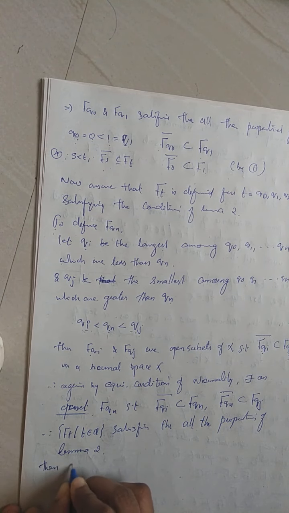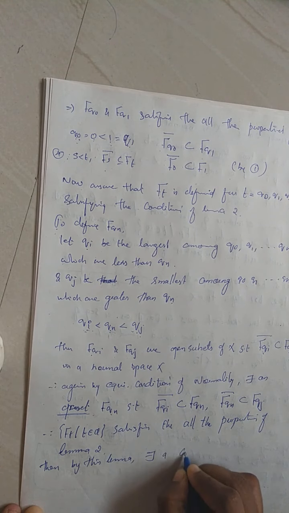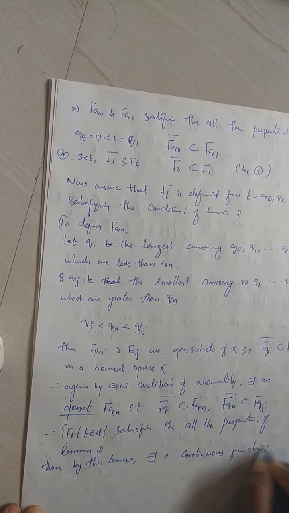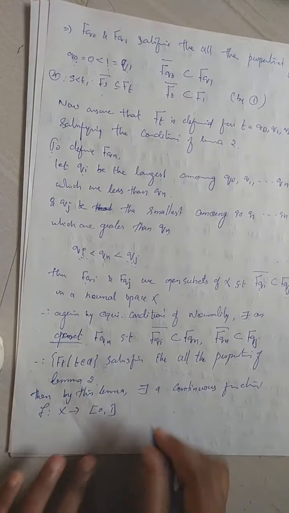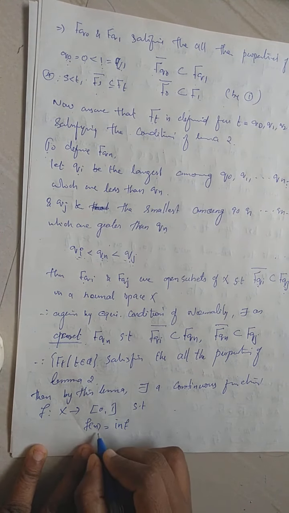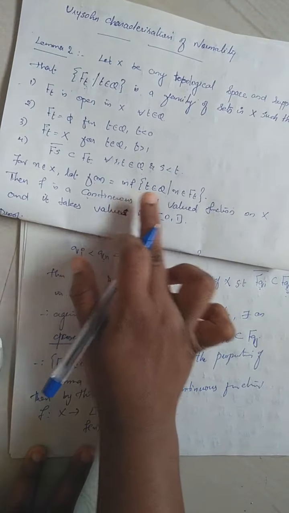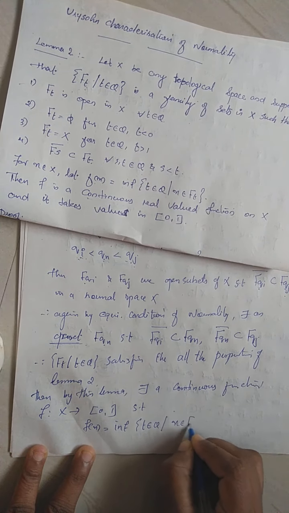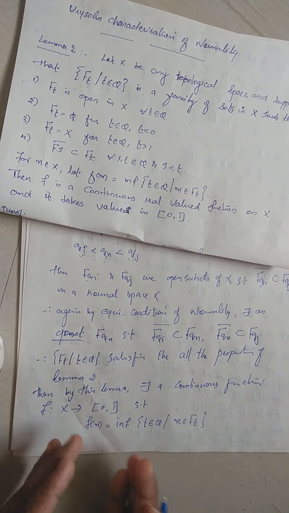Then by this lemma, there exists a continuous function f from X to the closed interval [0,1] such that f of x is defined as the infimum of, by that lemma we defined, the set of all t in Q such that x belongs to F_t. This was our definition of f(x). So we get a continuous function.